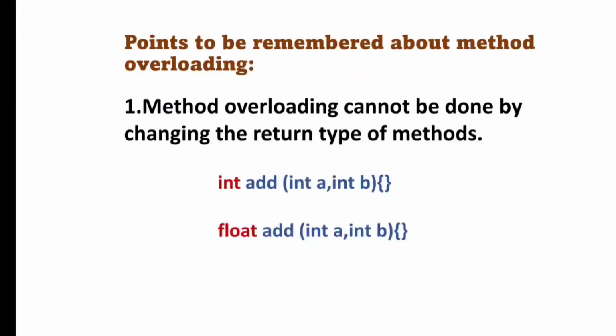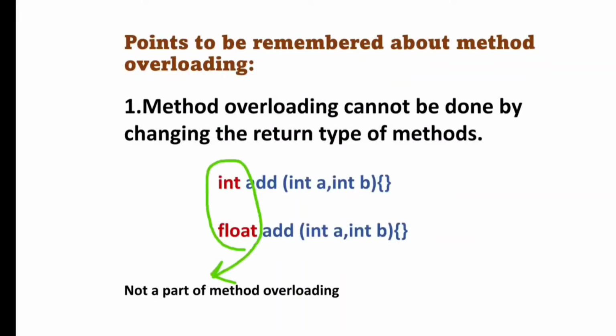This is completely invalid, and in this case the compiler will raise an error, because in method overloading the return type doesn't matter. The compiler identifies which method has to be called depending on the method signature, that is the method name, number of parameters and their types, and the return type of the method is not a part of the method signature.